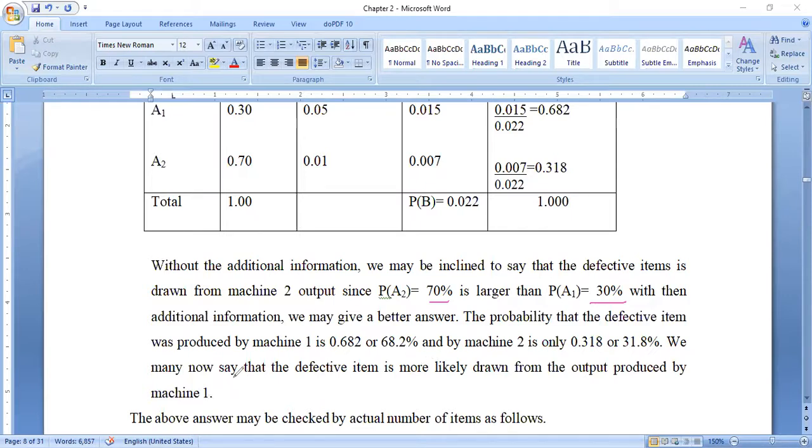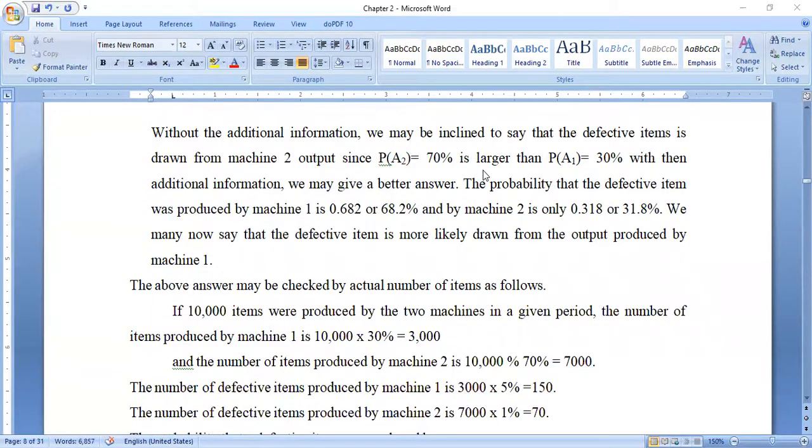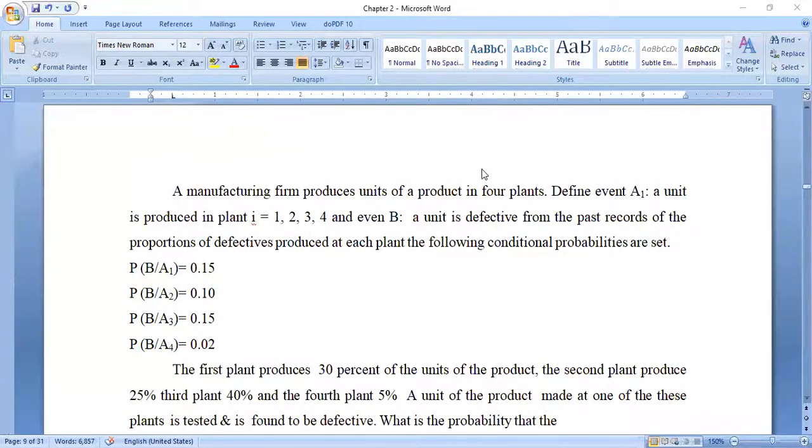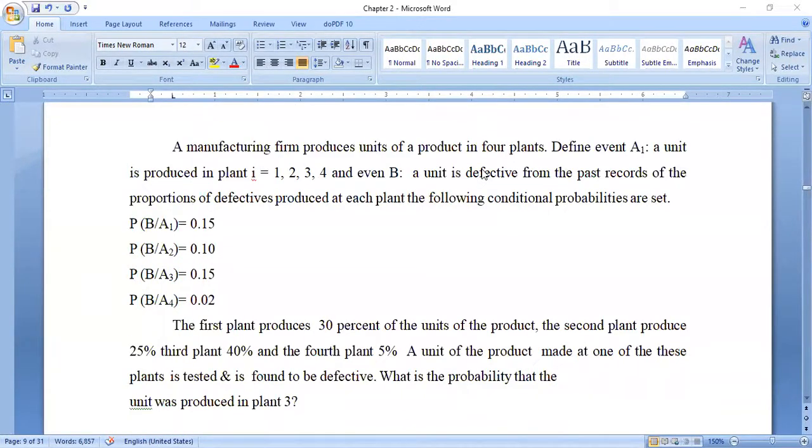Okay, when we see the question, the defective items output looks very small in machine 1 and machine 2 looks larger. But when the defective items are calculated, we found that machine 1 only produces more defective items. In this way, we need to answer the given question, right? Okay, please try to note down this problem, my dear students, or take a photo also.